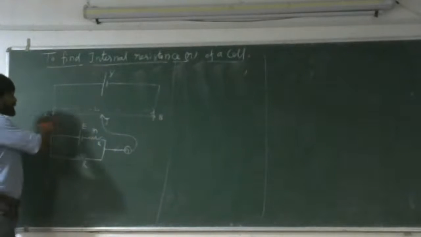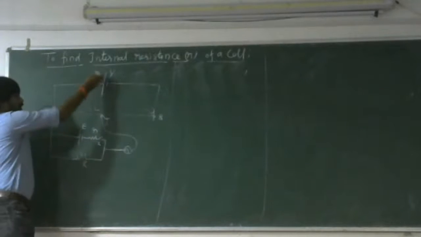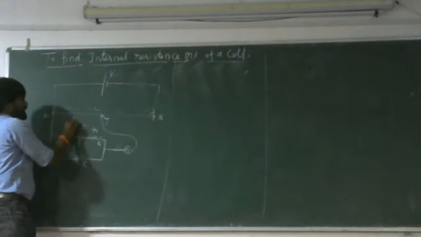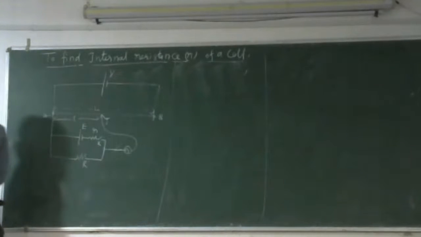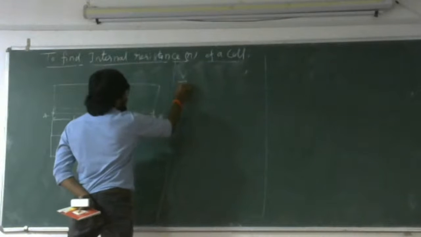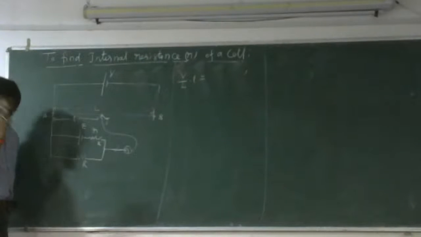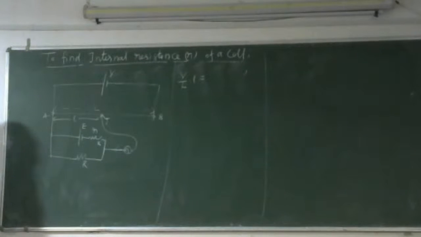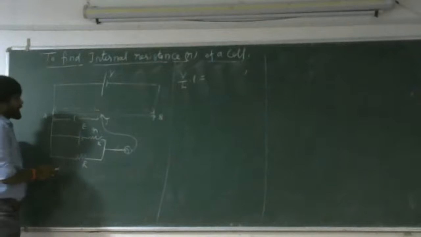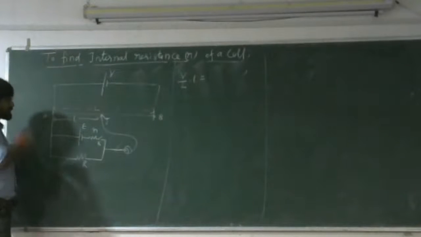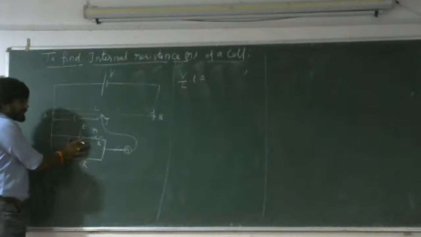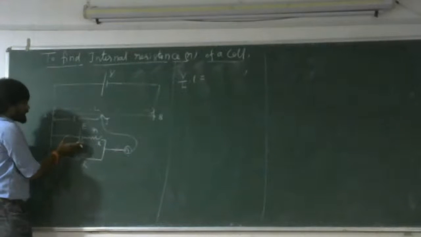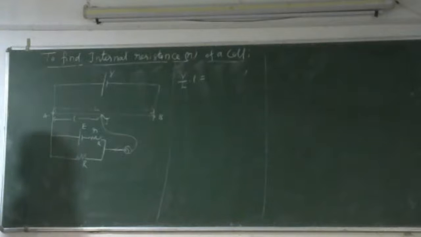According to this, if a constant current is passing, the potential per unit length is V by L, and the balancing length is small l. Are you following, everyone? We have to consider two conditions. When K is open, there is no current flowing, so the entire EMF will drop here.